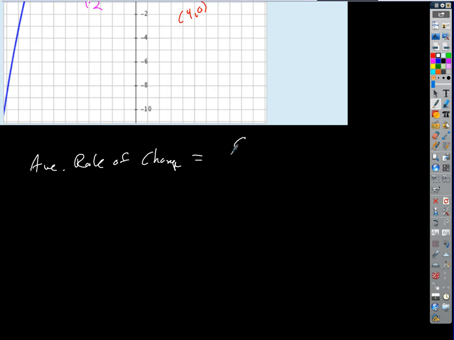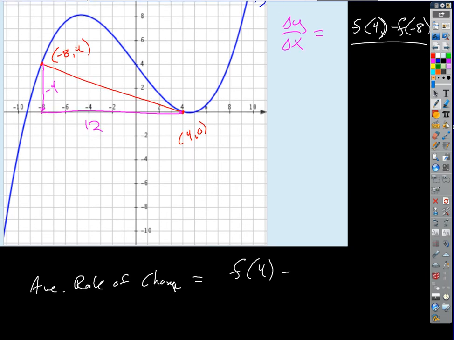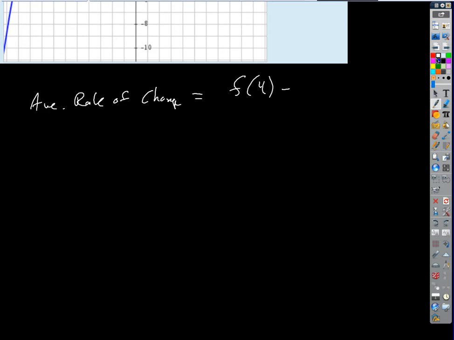So it's going to equal f of the final value, f of 4. Whatever, and this function up here, we don't know what this is, but we're just going to call it f of x if we're thinking of it like a function, right? So we've got f of 4 minus f of negative 8. That's the same thing as delta y, isn't it?